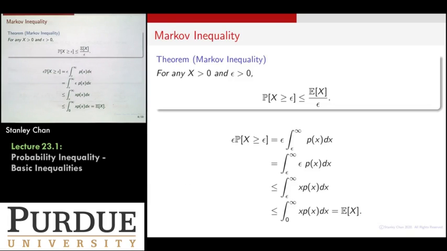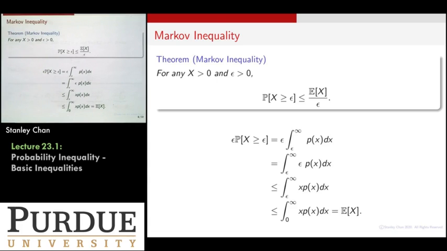So I'm going to introduce to you two sets of very simple probability inequalities. The first set contains two inequalities. One is called the Markov inequality. The other one is called the Chebyshev inequality. They can be proved in one page each. Okay, it's a very simple proof. Let's talk about the Markov inequality first. This is an undergraduate result.